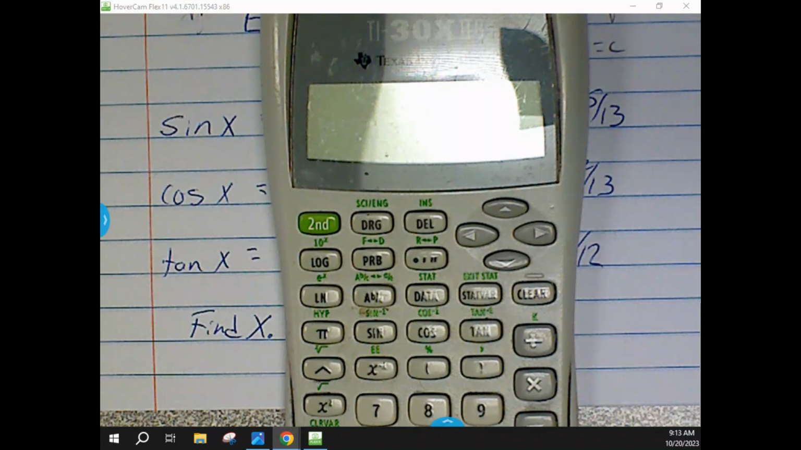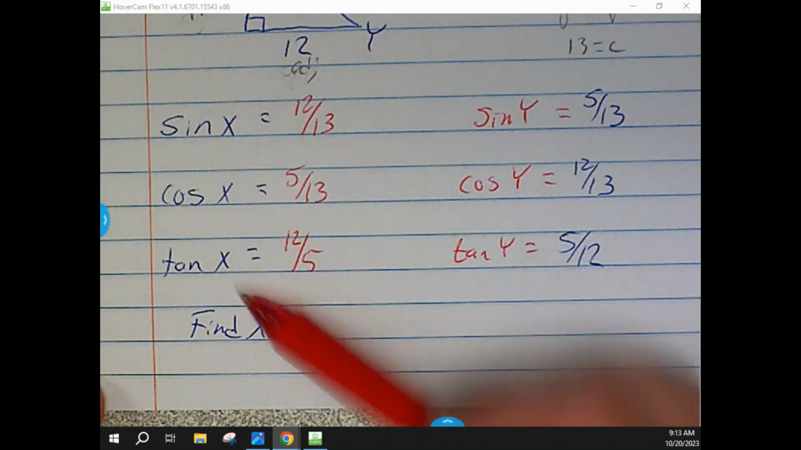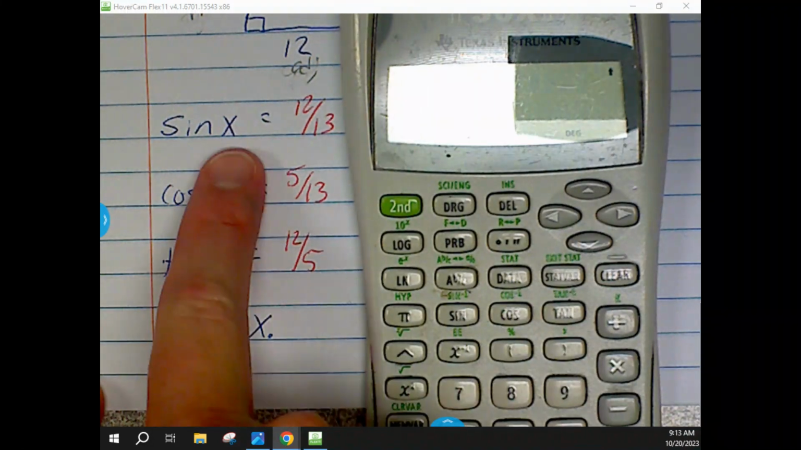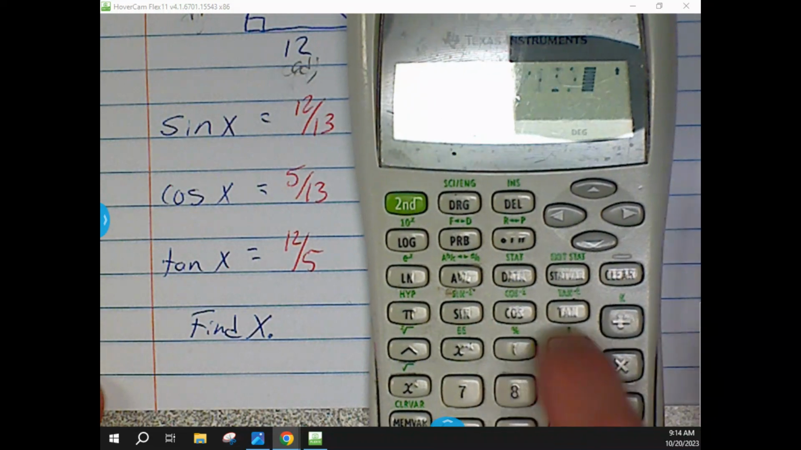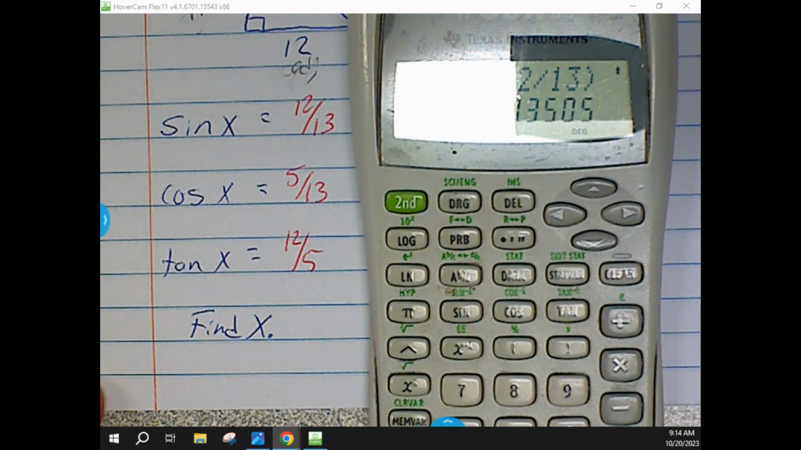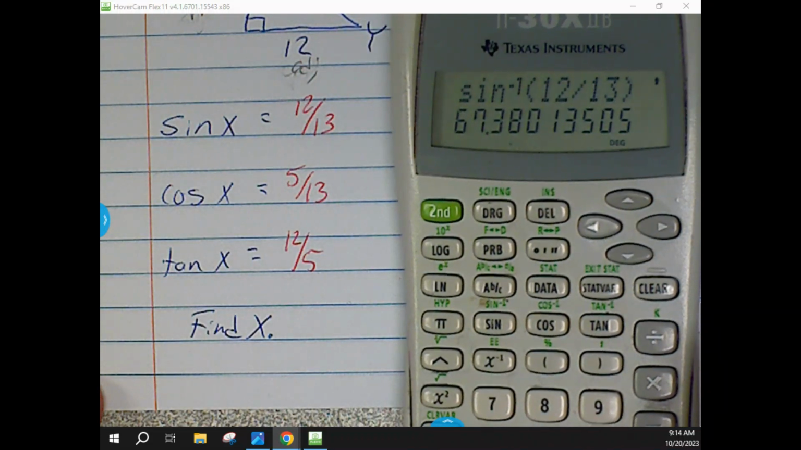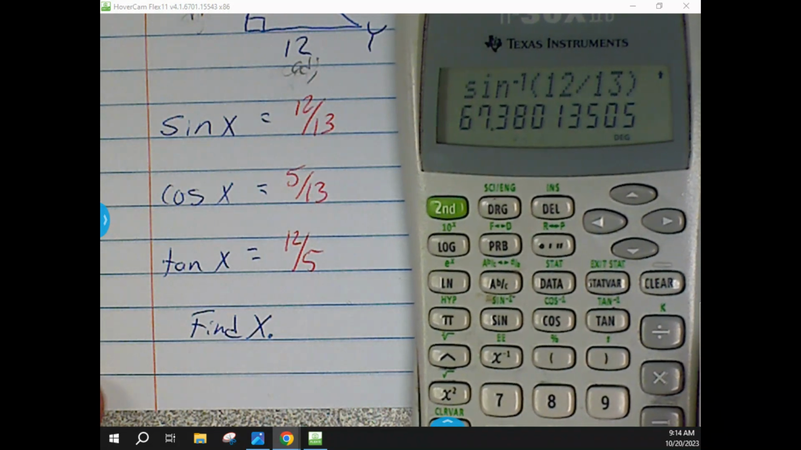Okay, if you have to find an angle based on one of these, you're going to have to do two things. Now, we've got this 12 over 13. But anytime it asks you, like this part, if it asks you to find this one and they ask you to find x, you're going to have to use this second or this shift button. So we're still going to do the 12 over 13 if we're going to do sine, but you're going to hit second and then hit sine, and then do 12 divided by 13. Sorry for the glare. So if you do second and then sine and then put in the ratio, 12 over 13, it tells you, if we round off to the nearest whole number, that this should be about 67 degrees.